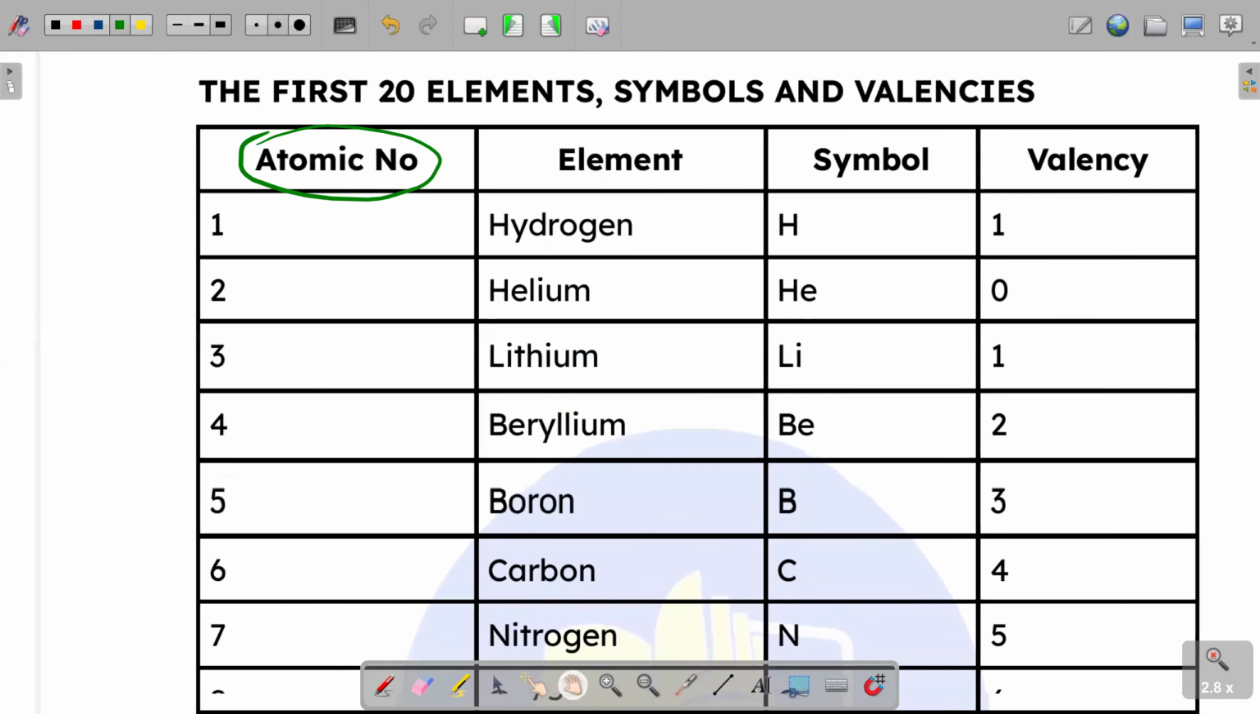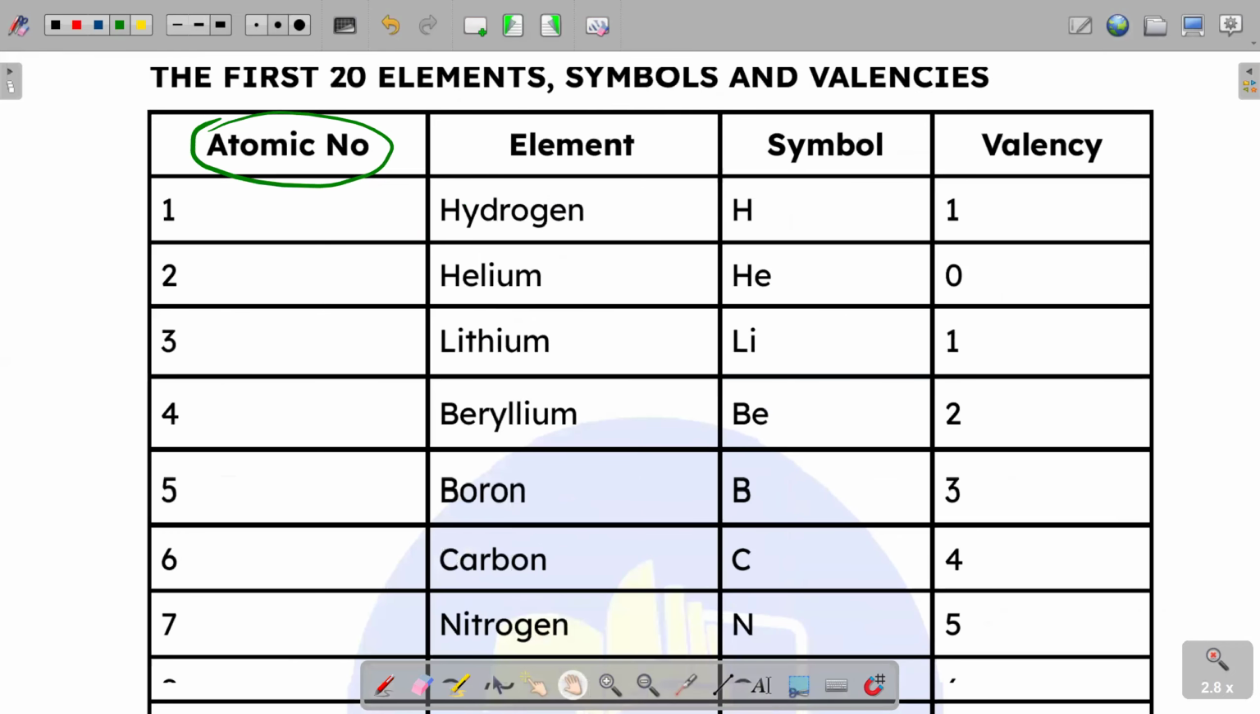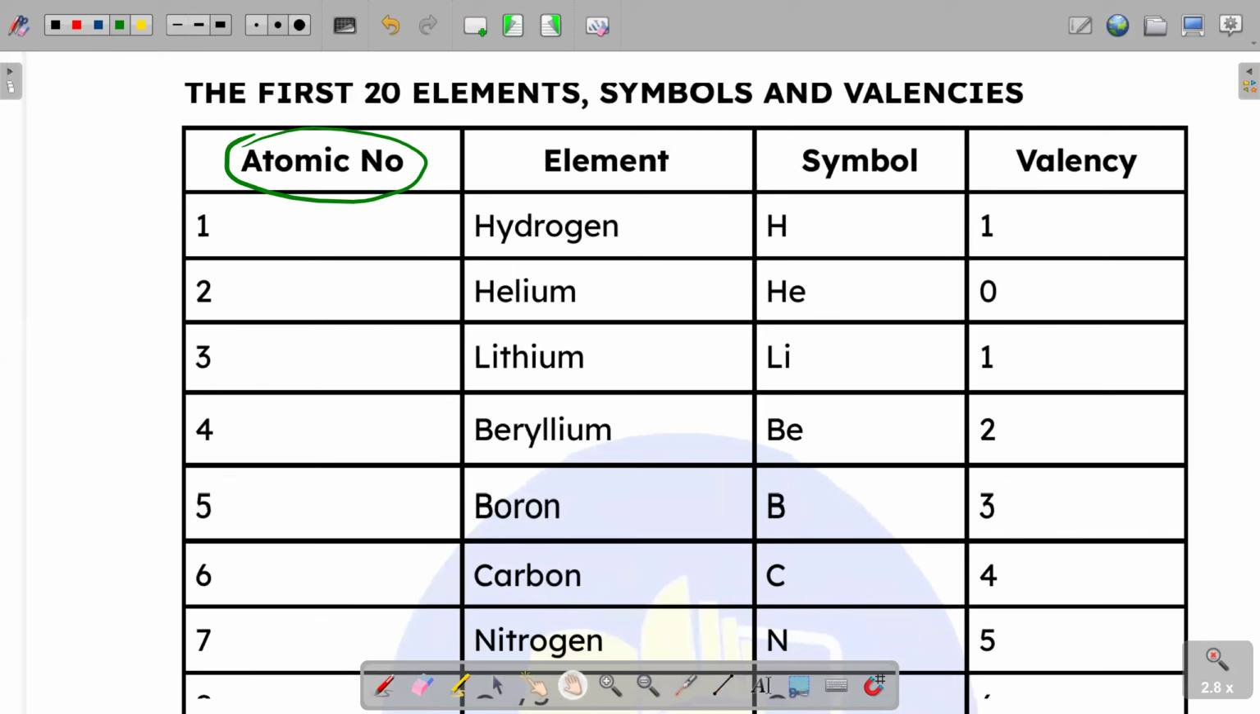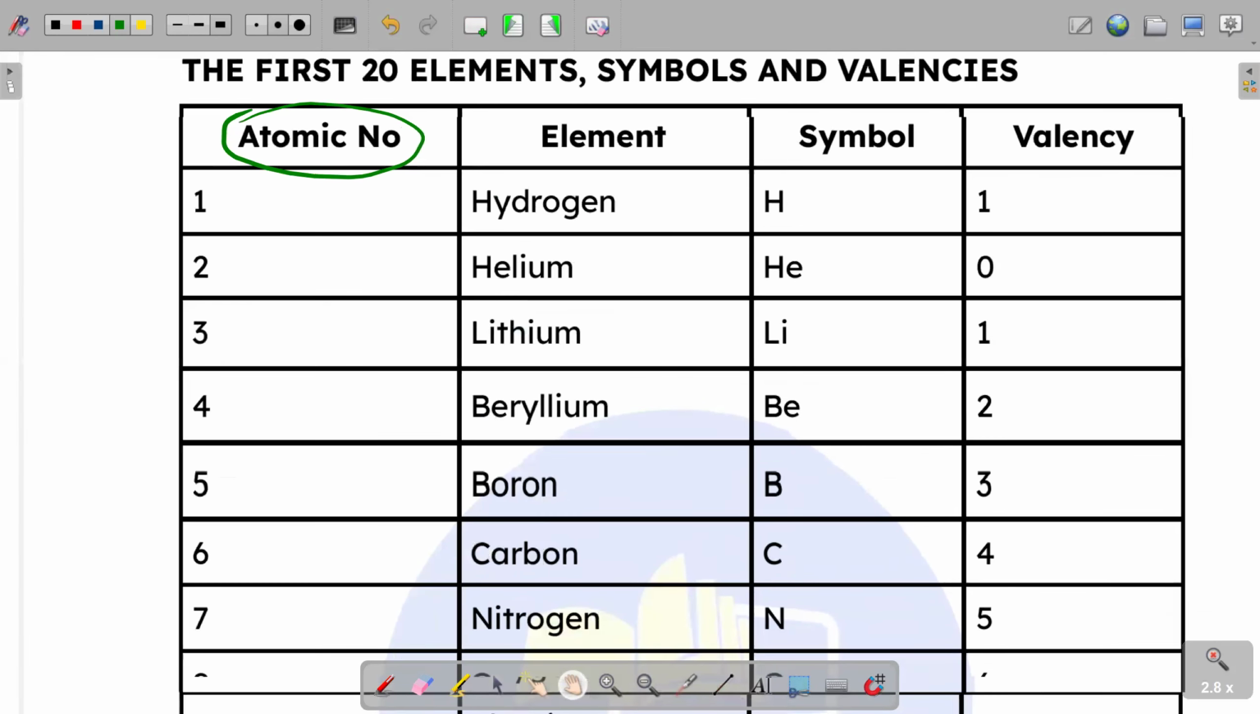It's always good if you can memorize the first 20 elements, even the first 30 elements is good. But even if you have not memorized it, the periodic table is always available for you to check. However, I advise that students should be familiar with the first 20 elements. At least, if you can, try to memorize the first 30 elements. These arrangements are very important, because the arrangement of the first 20 elements is based on the atomic number.